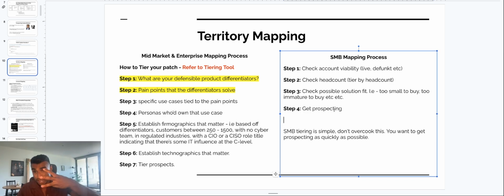So 3 steps to tiering your accounts and mapping your accounts. 1, is it live? 2, headcount check. 3, check possible solution fit, right? And again, this doesn't have to be perfect. For an SMB rep, it's about volume and reps.